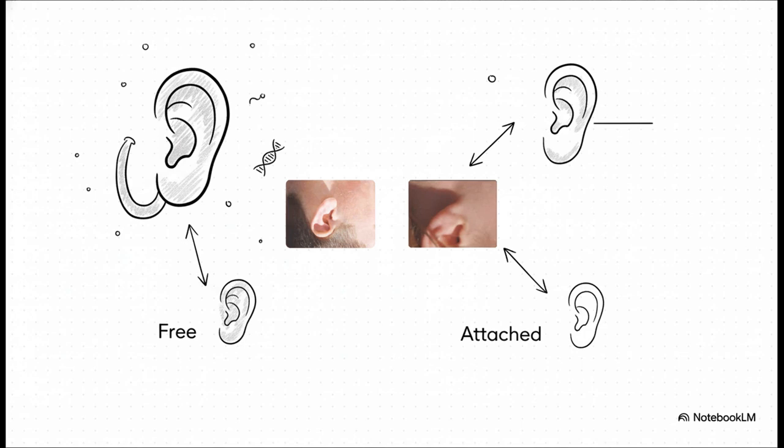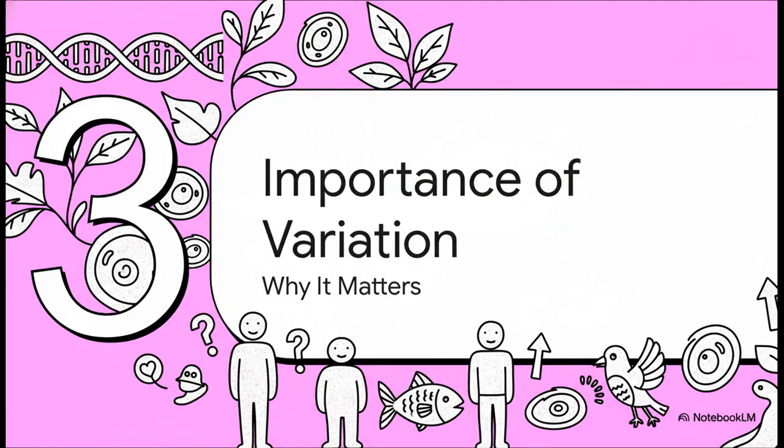Here is a very simple example of an inherited trait. Look at the earlobes of your classmates, or even your own in a mirror. You'll find that some people have free earlobes that hang down, while others have attached earlobes that connect directly to the side of the head. These are two different variations of the same trait. So we know these differences exist, but what's the purpose? Why is variation so important for life? Does it actually matter in the bigger picture?